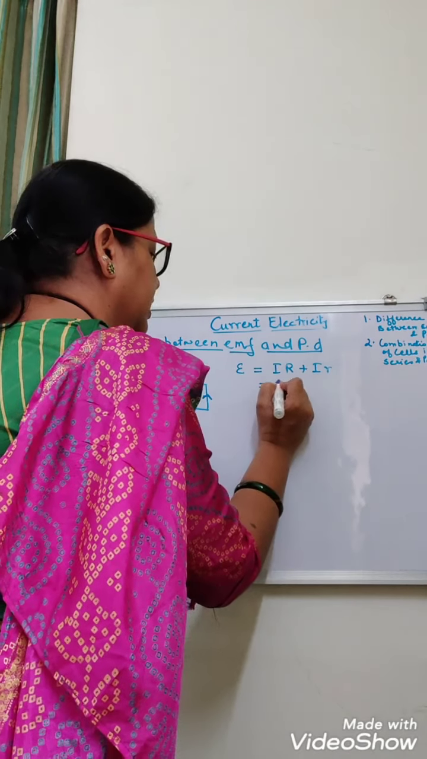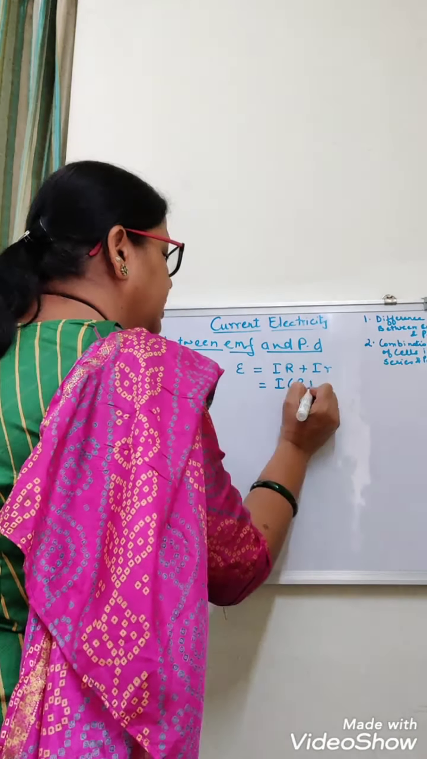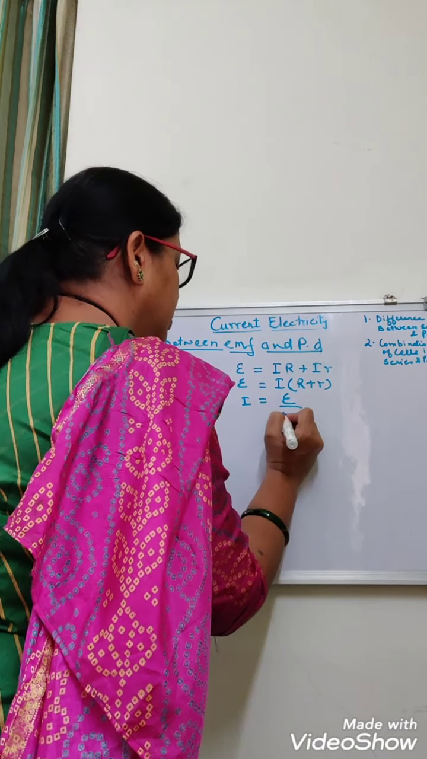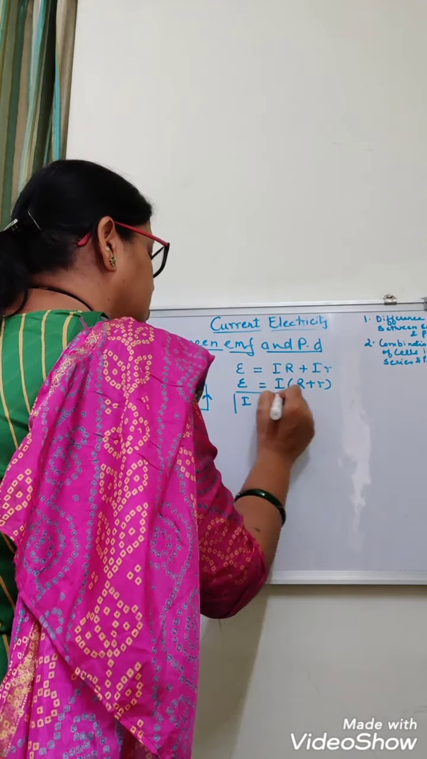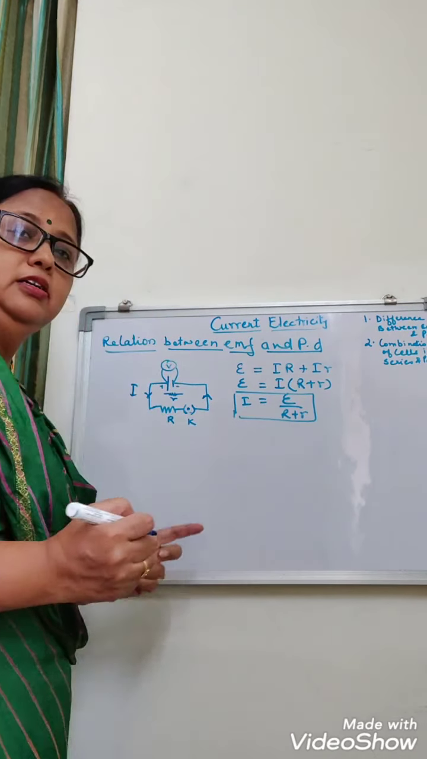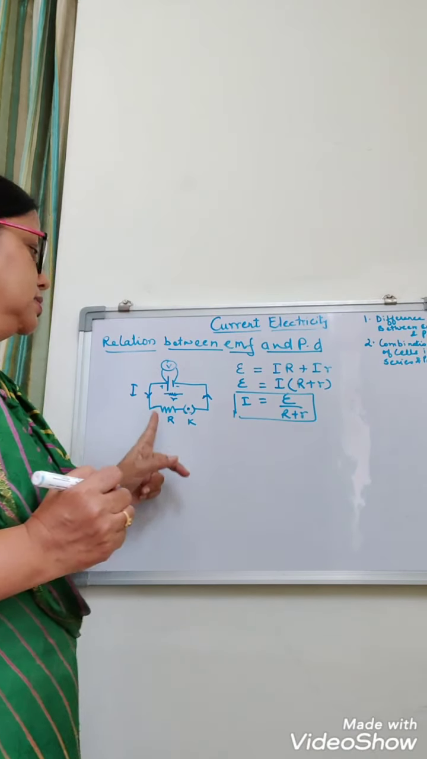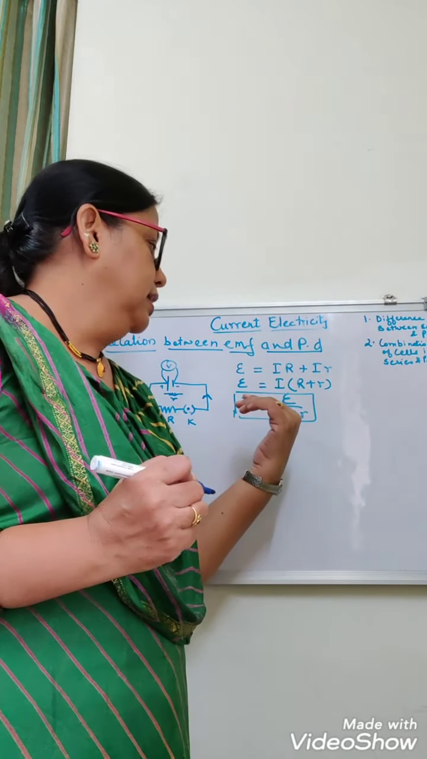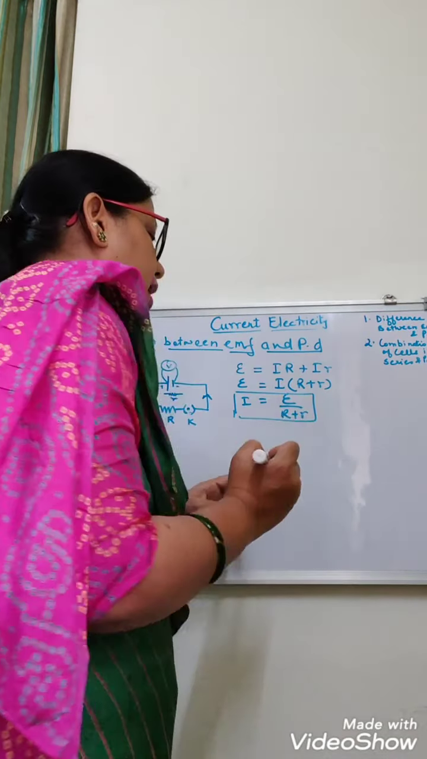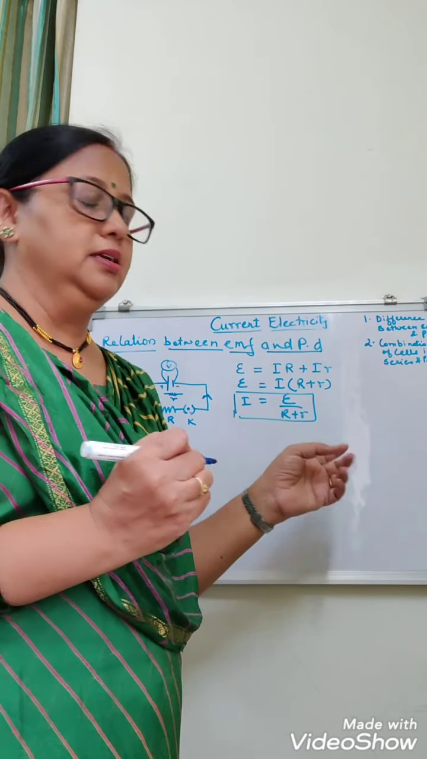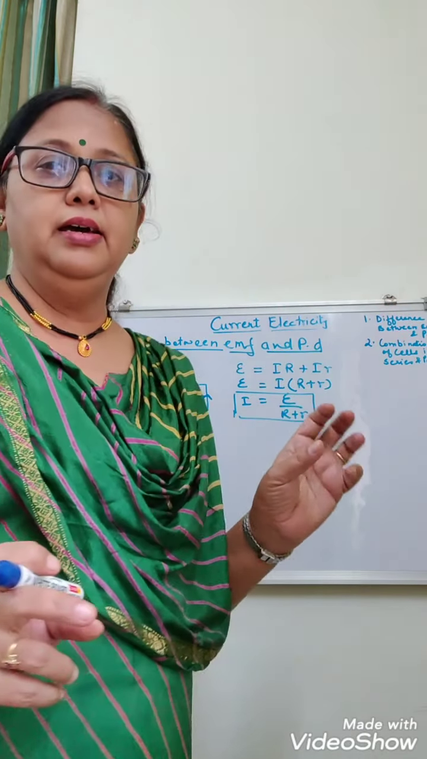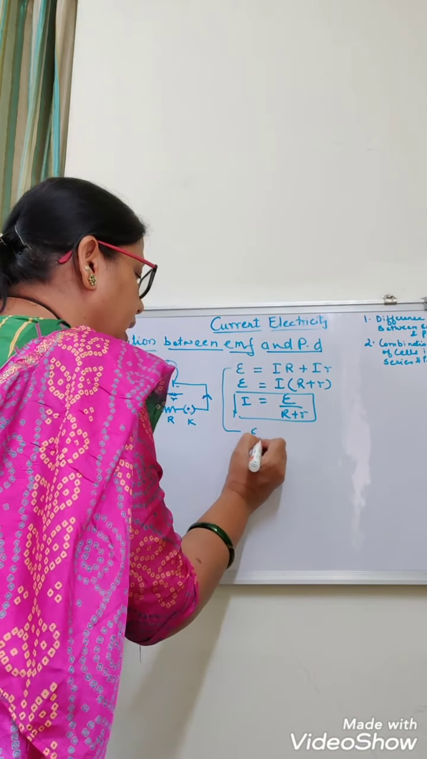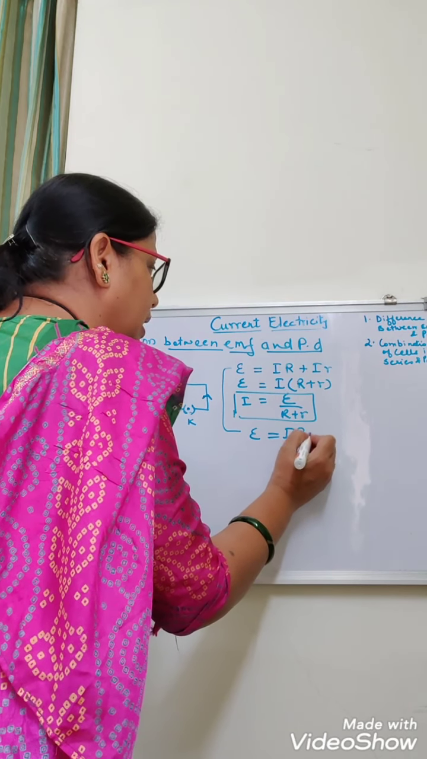Now in this case, if I take I as common, then I can write R plus r, and therefore I is equal to E upon R plus r. So this is the formula for the current flowing through a cell in a closed circuit. Here we are considering capital R as the external resistance and small r as the internal resistance. If I write this expression again, I will get I is equal to E upon R plus r.